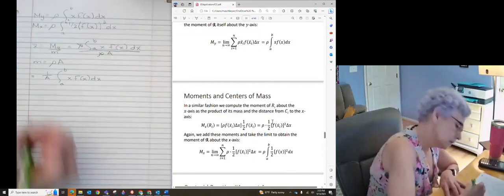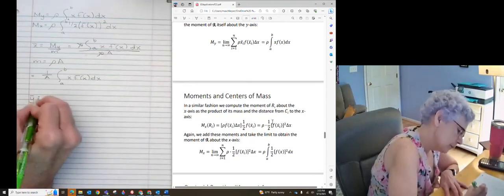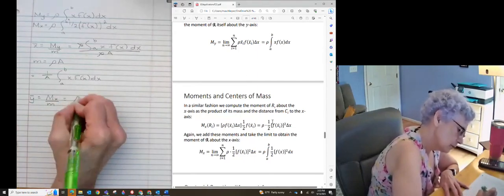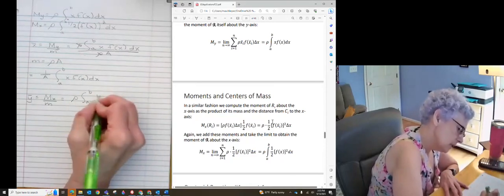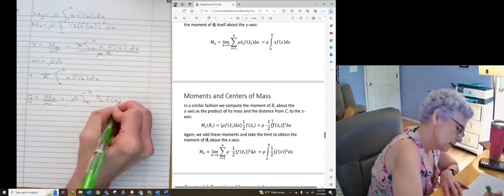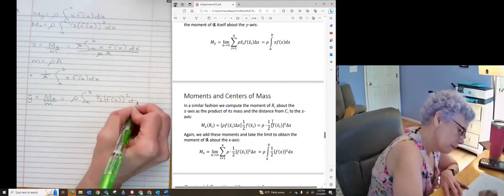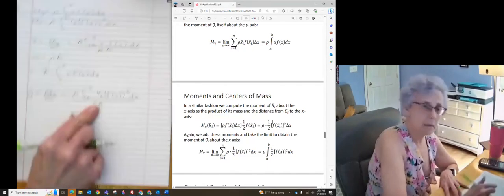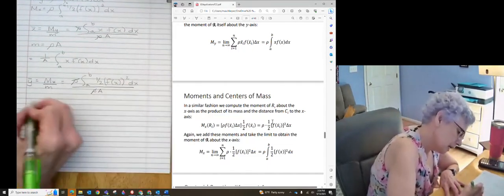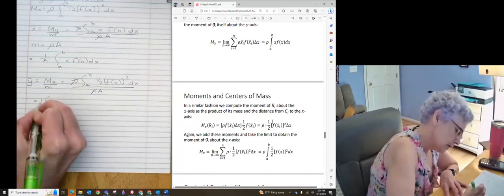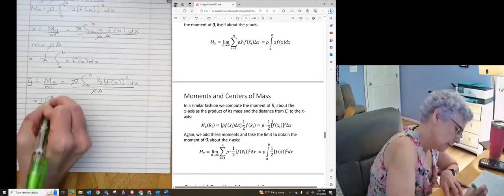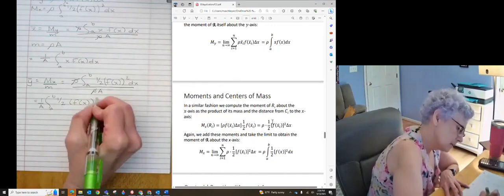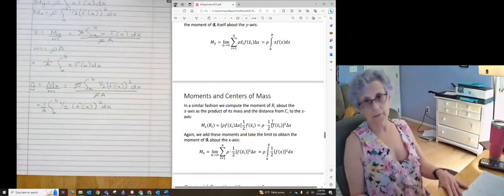times f of x. Similarly, if we want y bar, it's the moment about the x-axis divided by the mass, which would be rho integral from a to b 1/2 f of x squared divided by rho times the area, because that's the mass. Again, the rhos cancel, so this is just 1 over the area integral from a to b 1/2 f of x squared dx.